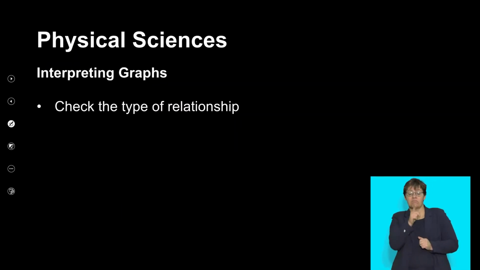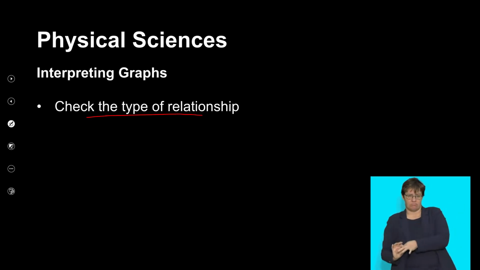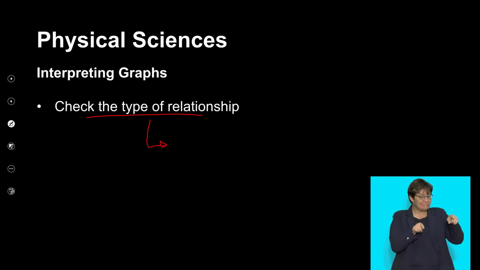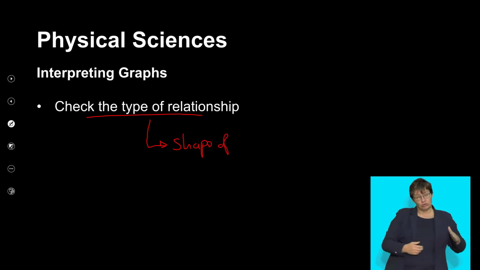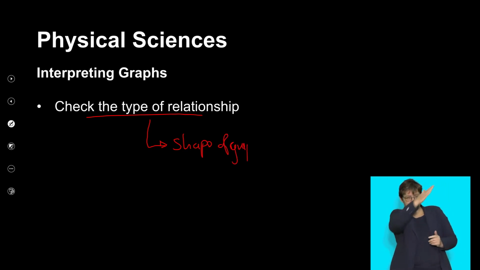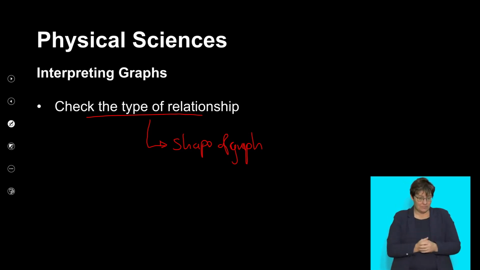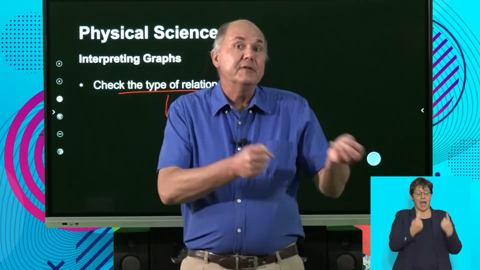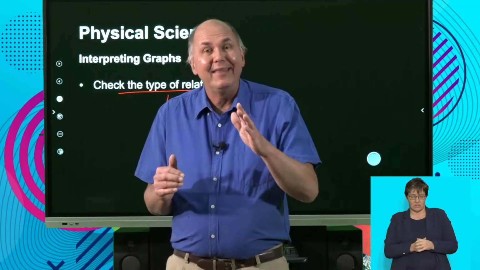When we interpret graphs, it's about recognizing what the type of relationship is. The type of relationship we can see based on the shape of the graph. The shape of the graph gives us a very good indication of what's happening between the variables. I want to remind you about the different types of relationship that are related to shape. So where do we begin? What's the most common graph that we come across in either physics or chemistry? Well, it's that one that has a straight line to it, that passes through the origin.